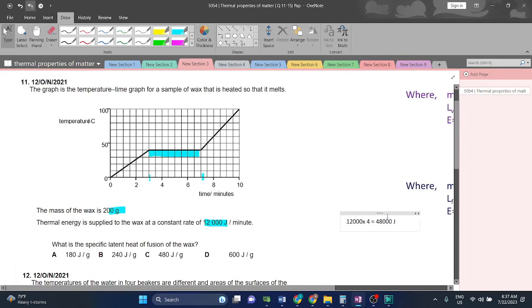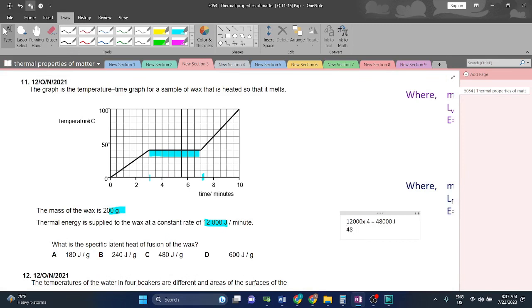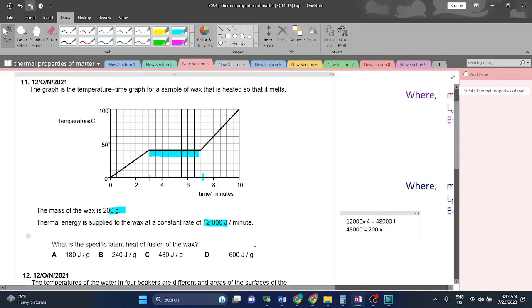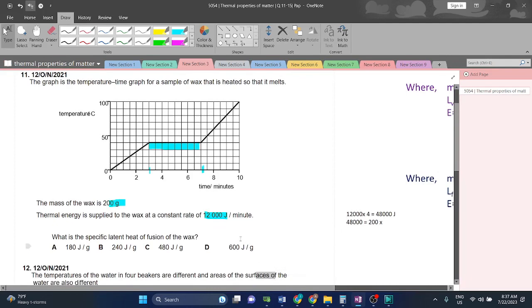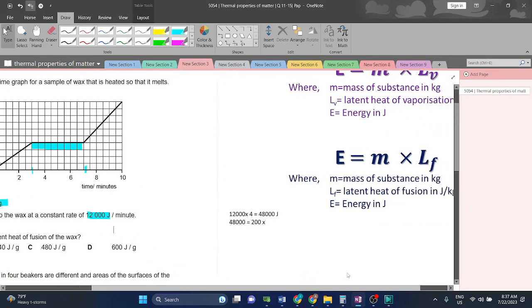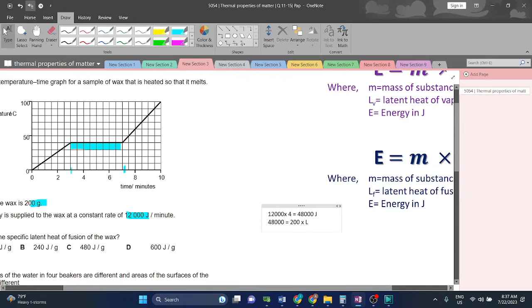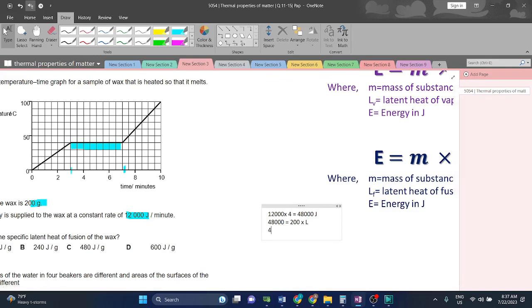So, and we have to find the specific latent heat of fusion, right? So 48,000 will be equal to 200 into specific latent heat of fusion. Let's just write it as L. तो 200 यहाँ मल्टीप्लाई हो रहा है, यहाँ जाके डिवाइड हो जाएगा, राइट? तो 48,000 divided by 200 will give us 240 joules per gram.